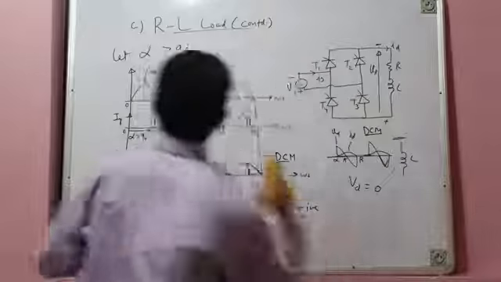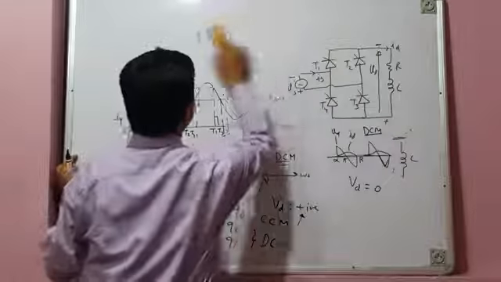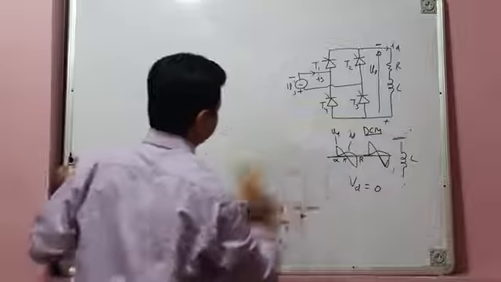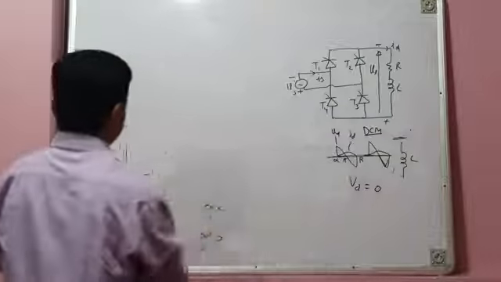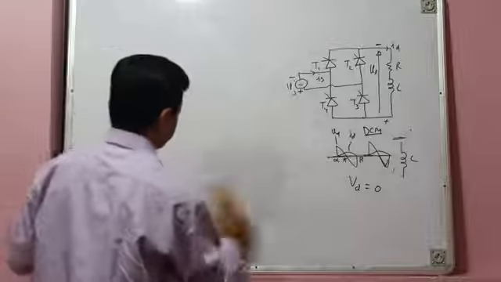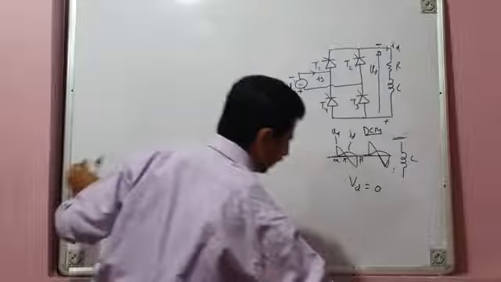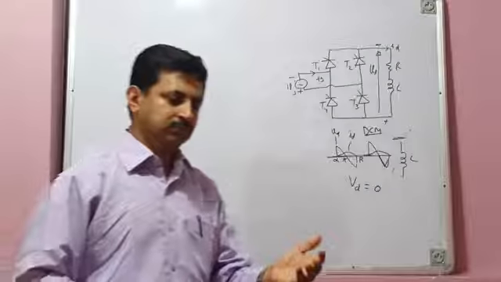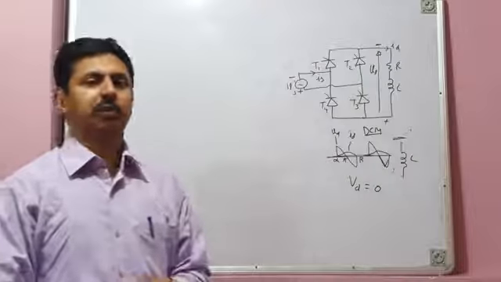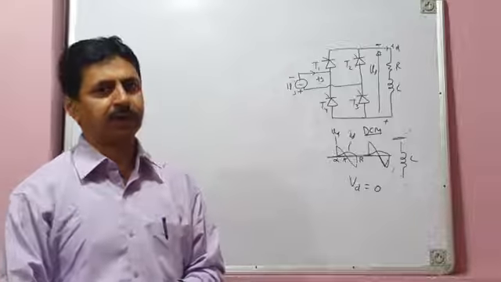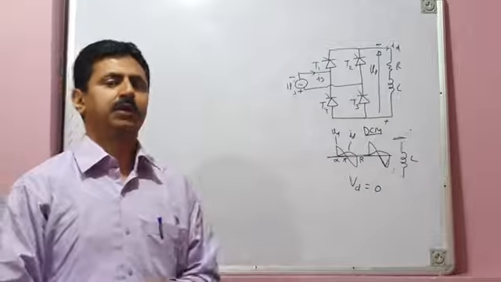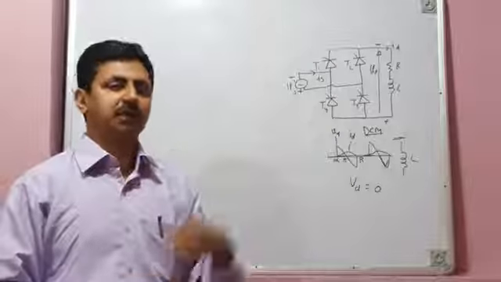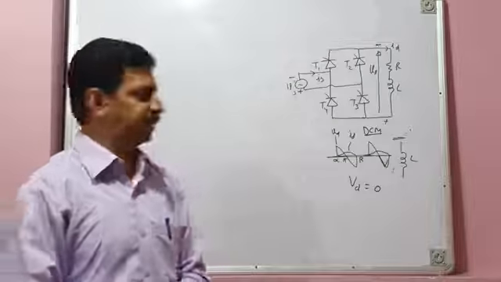So this was the operation analysis of a single phase full converter for RL load for different delay angles: alpha less than 90 degrees, alpha equal to 90 degrees, and alpha greater than 90 degrees. For alpha less than 90 degrees, continuous conduction mode of operation may result. For alpha equal to 90 degrees or alpha greater than 90 degrees, we always get discontinuous conduction mode of operation. But average load voltage in all the three cases is always positive.